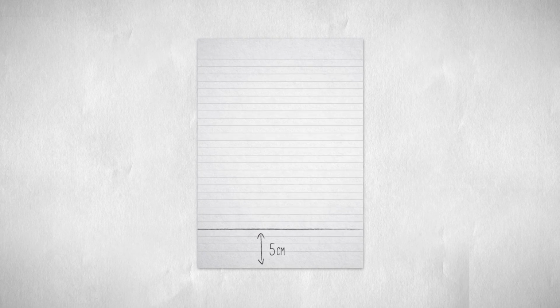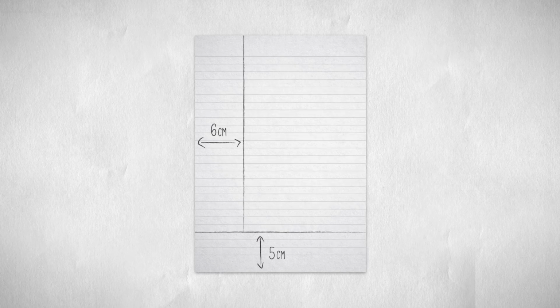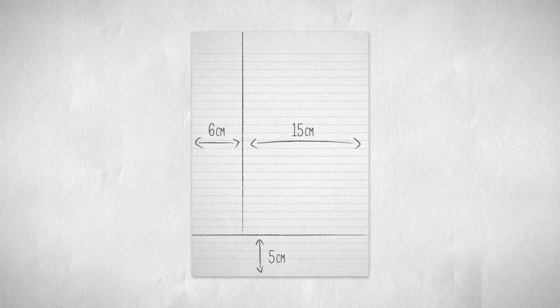The first step is to divide your page into 3 sections. Make a space of about 5 centimetres at the bottom of the page and a margin of about 6 centimetres on the left, leaving about 15 centimetres on the right.